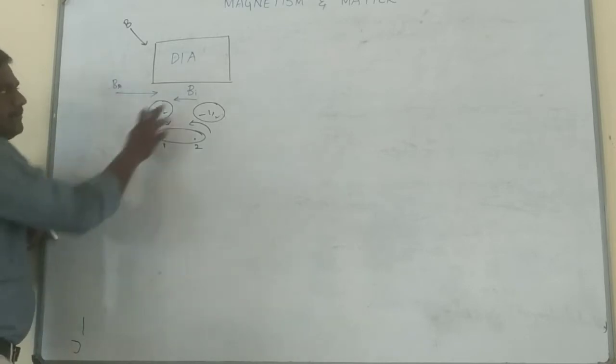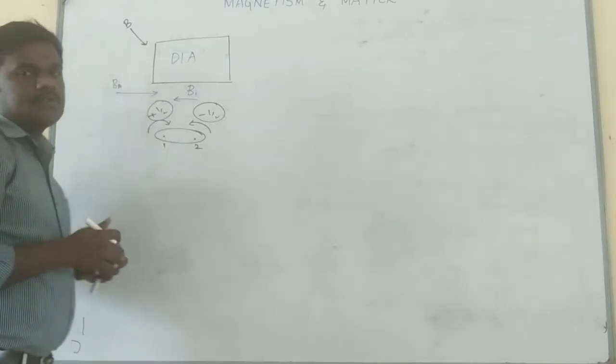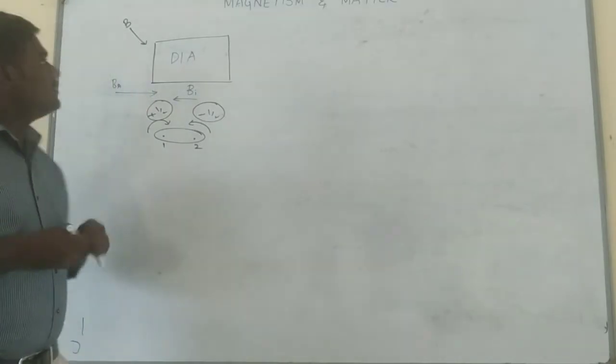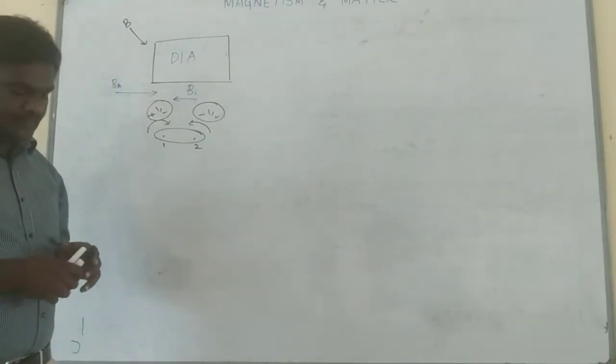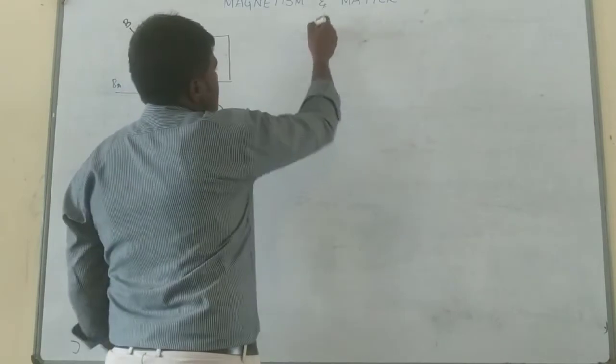BA stands for applied, BI is induced. The directions being opposite, they will get repelled. So this is about diamagnets.